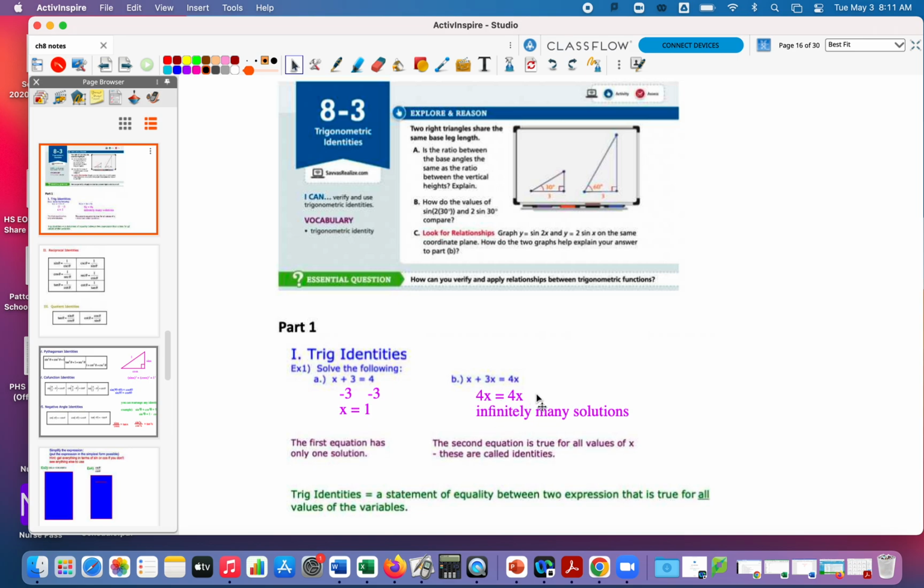So no matter what you plug in for x, both sides are going to be equal. So I can put in 2 and put in 2 here. They're going to be the same thing no matter what. So it's true for all values of x. So that's what an identity is, and we already are familiar with some of them.